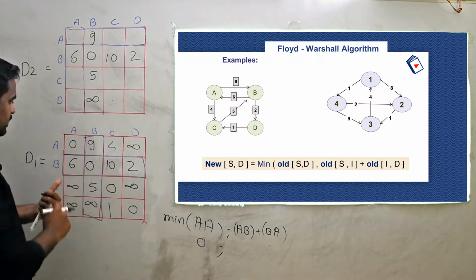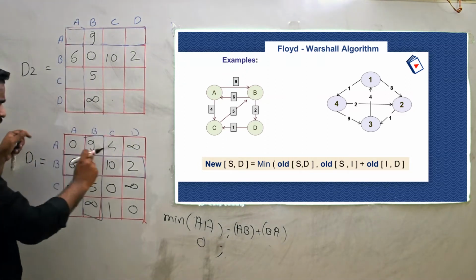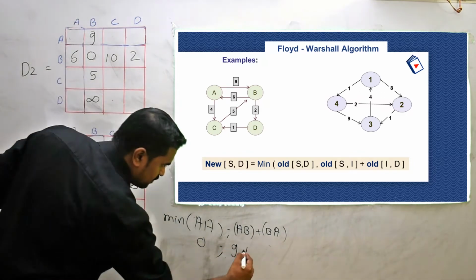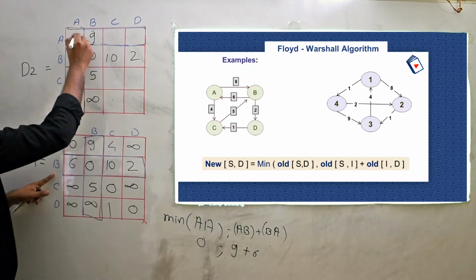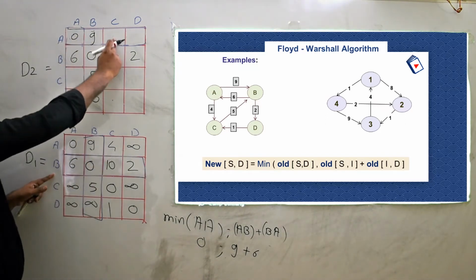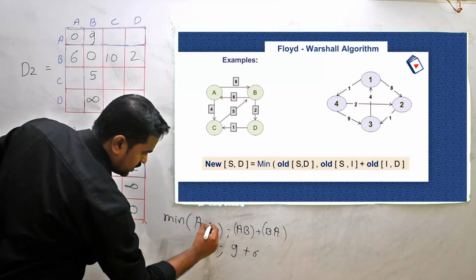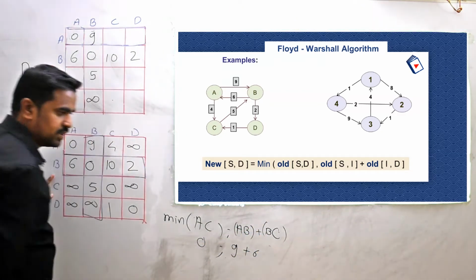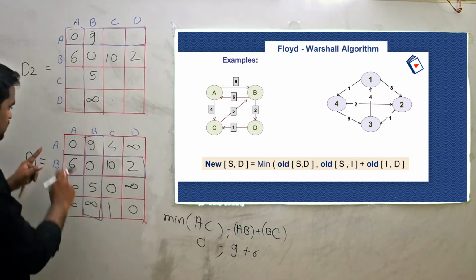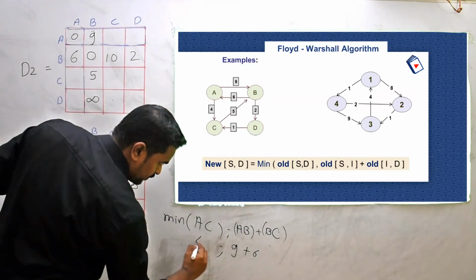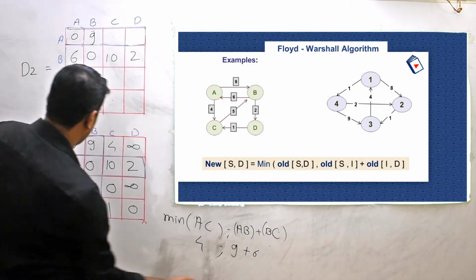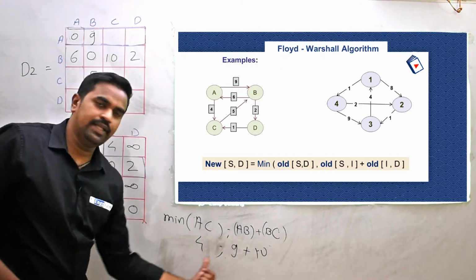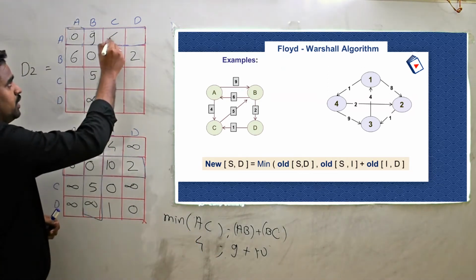A to B direct value is 9, and B2A is 6, plus 6. So the minimum is 0. I'll write it down over here. Then I want to find A to C. Destination is A to C. So A to B and B to C. A to C was 4. A to B is 9 and B to C is 10. So among 19 and 4, the minimum is 4. So I'll write it down over here.